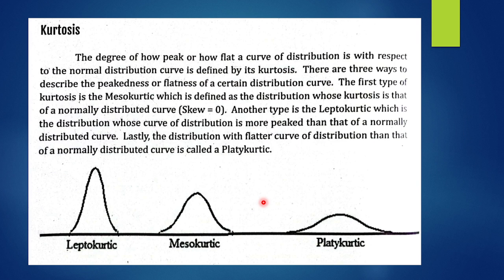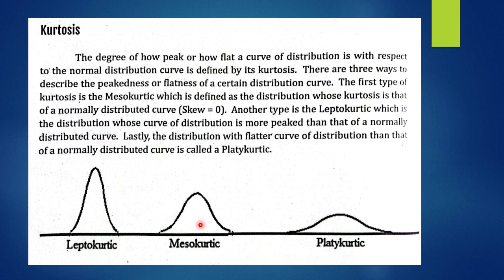There are three ways to describe the peakness or flatness of a certain distribution curve. The first type of kurtosis is mesokurtic, which is defined as a distribution whose kurtosis is that of a normally distributed curve, or skew equal to zero. So this is mesokurtic. Okay?